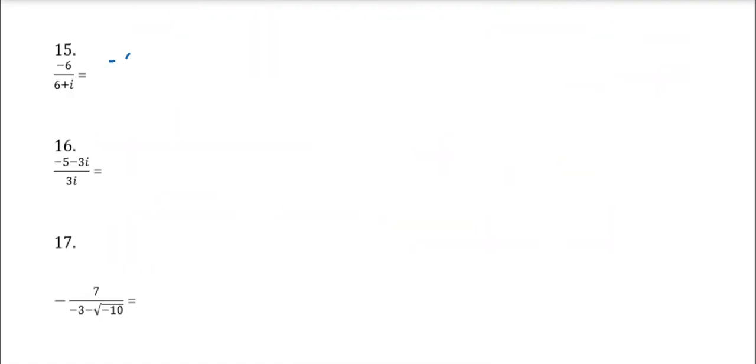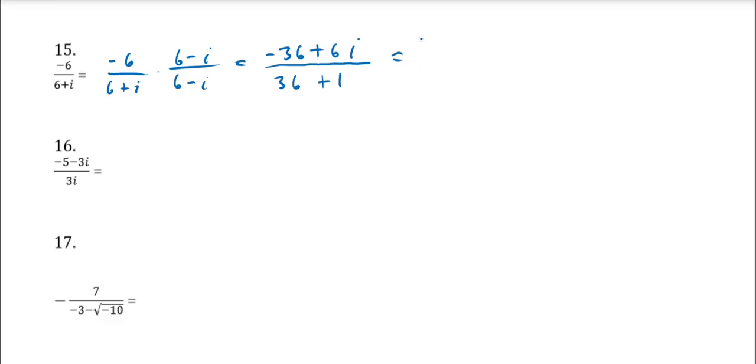Let's take this one and do the same trick, 6 plus i. Instead, we want to multiply top and bottom by 6 minus i. On the top, that's going to give me negative 36 plus 6i. And in the denominator, we have 36 minus 1 times positive 1 is minus 1, but then i squared is minus 1, so we have plus 1 here. And this is going to give me minus 36 over 37 plus 6 over 37i when I distribute.